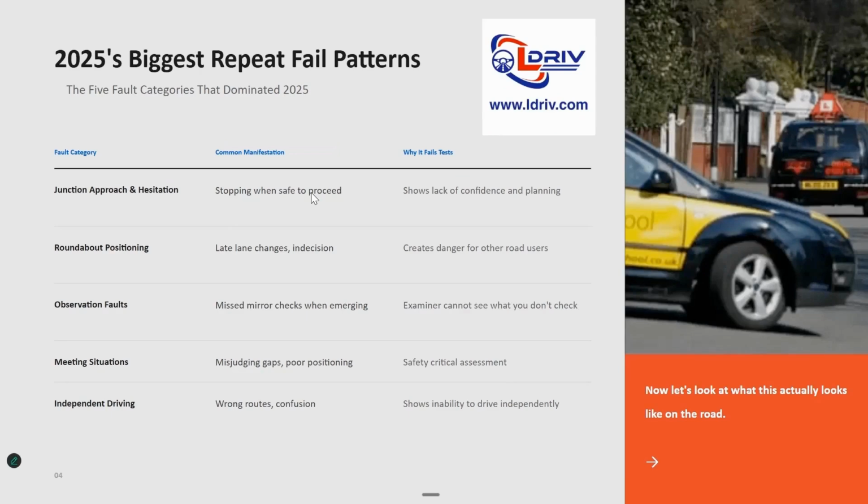Then the biggest repeat faults: junction approach and hesitation, stopping when it's safe to proceed, lack of confidence. Roundabout positioning, guys, we have brilliant material on roundabouts. We have done this so many times, and every time somebody comes to me after failing their tests, more often than not, I find out they don't know the rules around roundabouts. You need to know the clock rule. You need to understand lane positioning. You need to understand how to observe in roundabouts. The examiner is sitting there watching you like a hawk to see how you're observing. It's really important. And all of that is taught in our video tutorials.